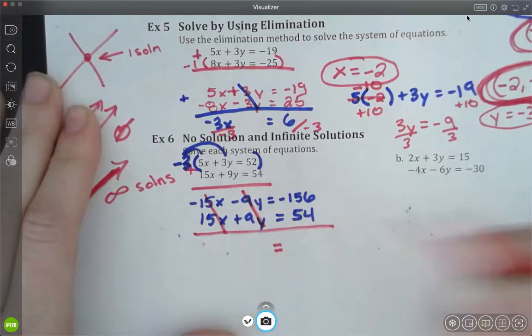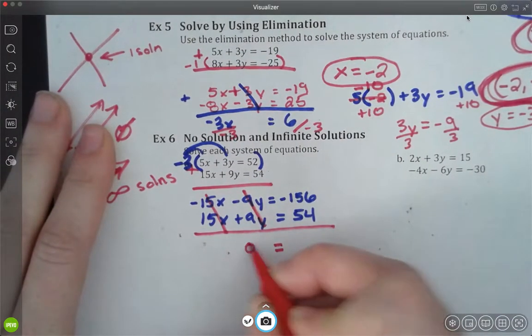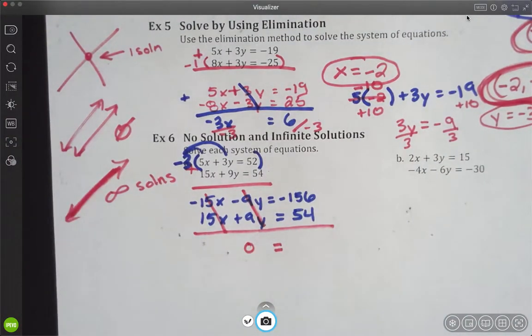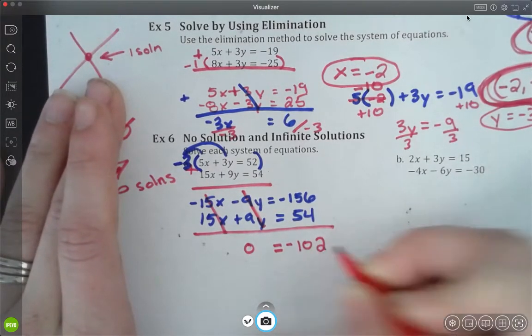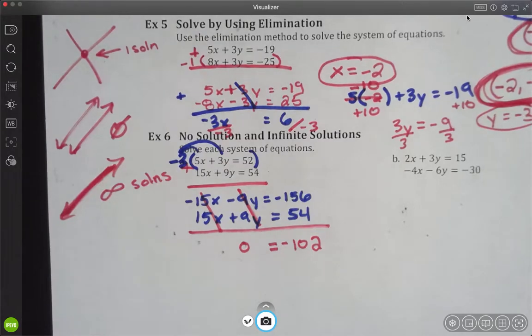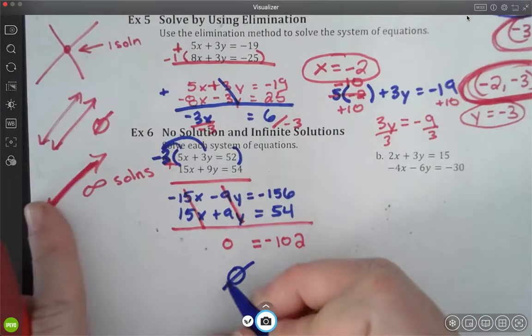So what's over here on this side? Nothing. What is it if it's nothing? 0. 0 equals, okay, what's negative 156 plus 54? Negative 102. Okay, so right here I have 0 is equal to negative 102. When does 0 equal negative 102? If there's an x, that is, but there's no x. 0 is never equal to negative 102. This is no solutions because 0 does not ever equal negative 102. So this is no solutions.